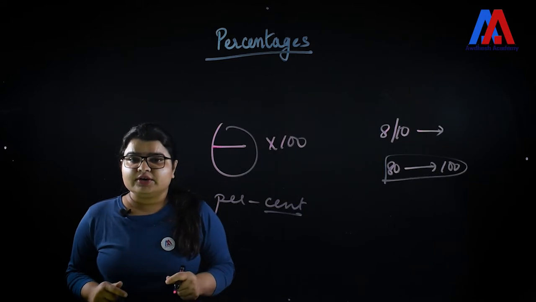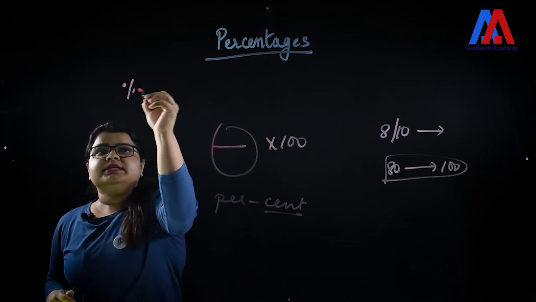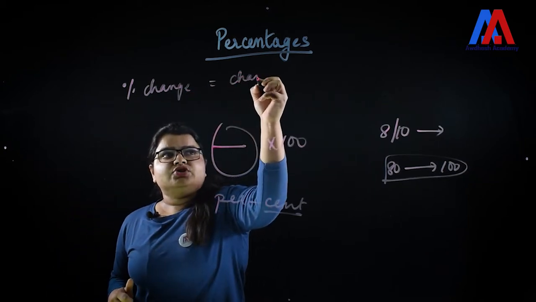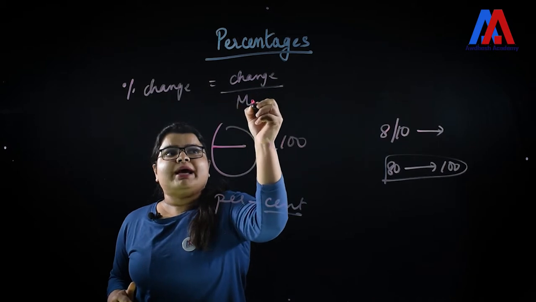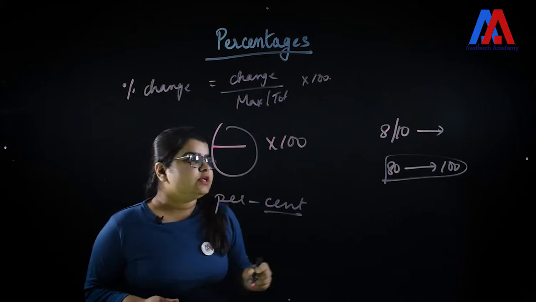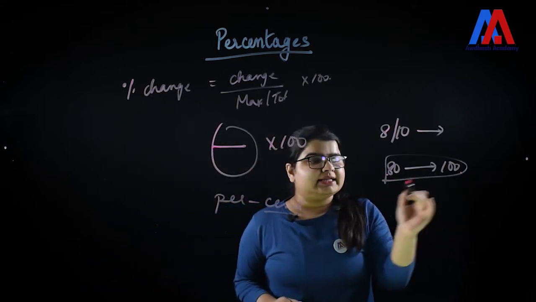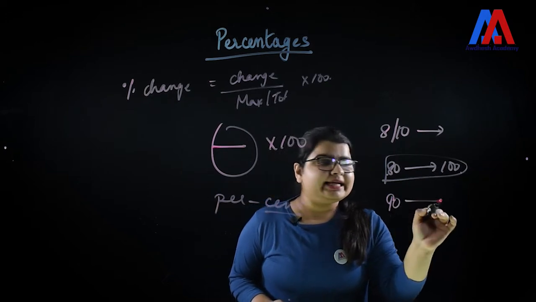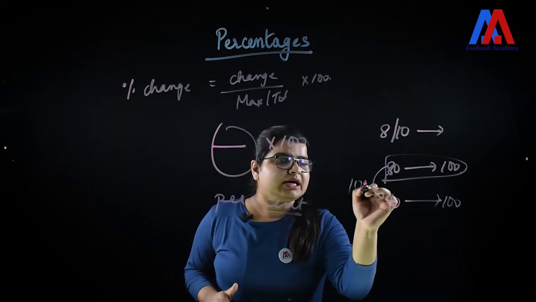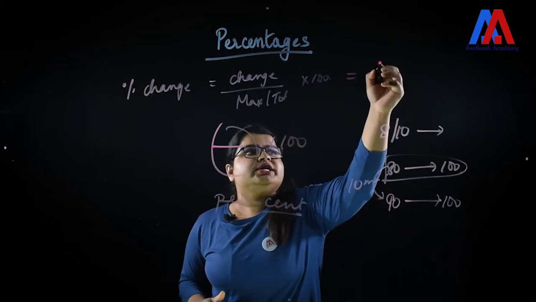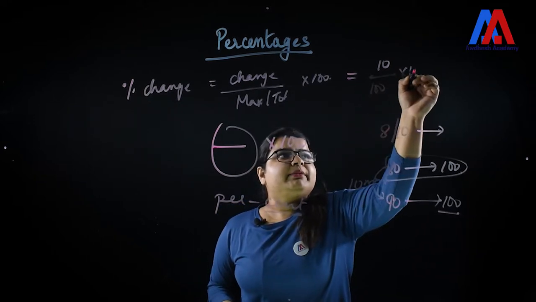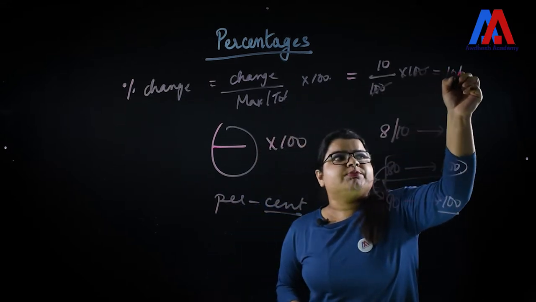Now another important thing here is calculating the percentage change. Percentage change is given by change in the value upon the maximum total value multiplied by 100. Like suppose you scored 80 in one test and then in the same test you score 90 out of 100. So that would mean that there is a change of 10 marks. Thus your percentage change would be 10 out of the total maximum marks, which is 100, multiplied by 100. That is, your percentage change would be 10%.